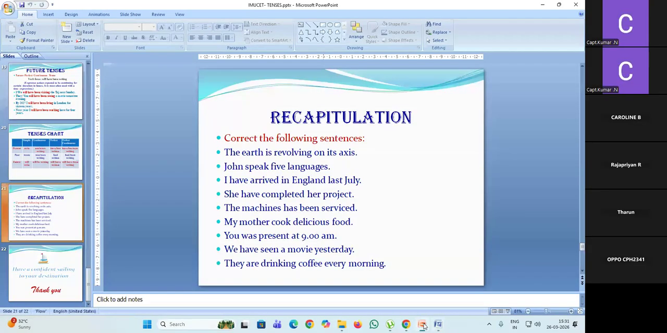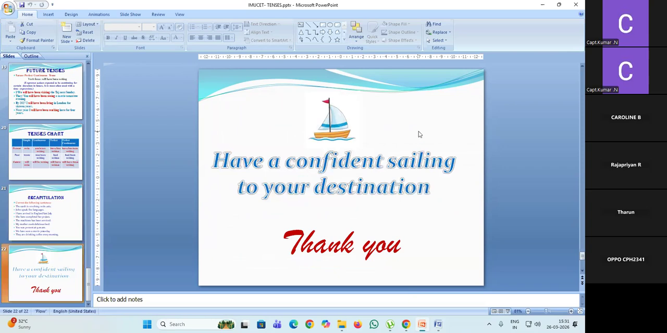So I think by now you are thorough with all the tenses, and any doubt you can clarify. Okay. So shall we close this session on tenses? We come to the end of the tenses session, and I wish you all the best to clear the IMUCET 2026 with a good score and rank, and have a confident sailing to your destination.